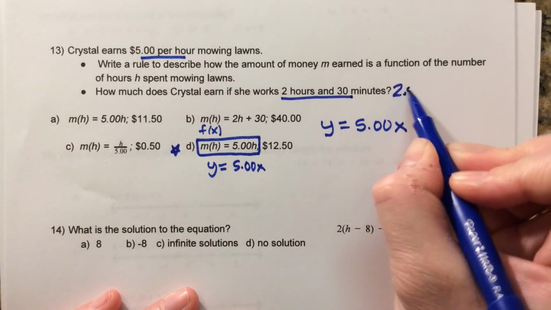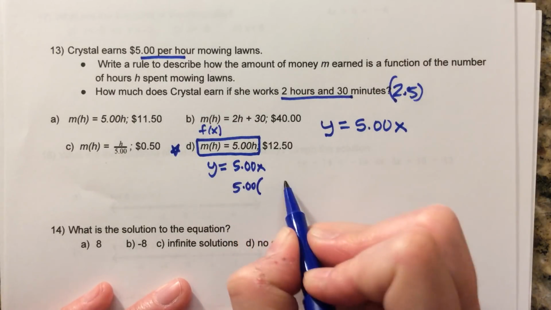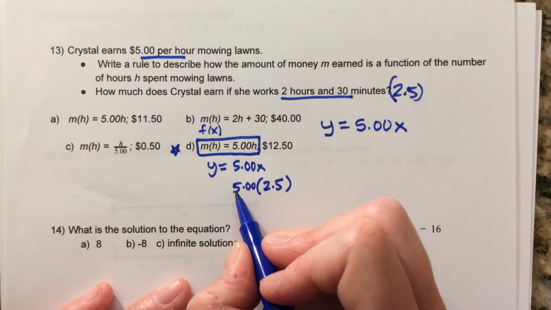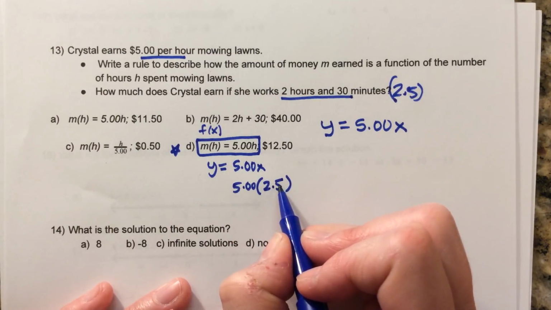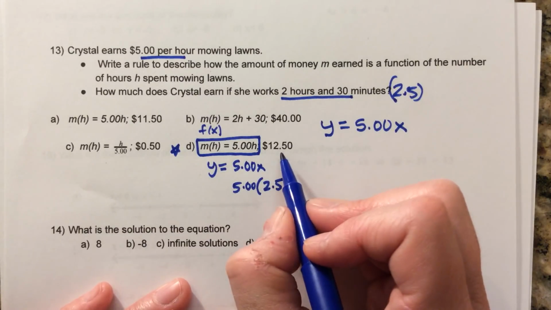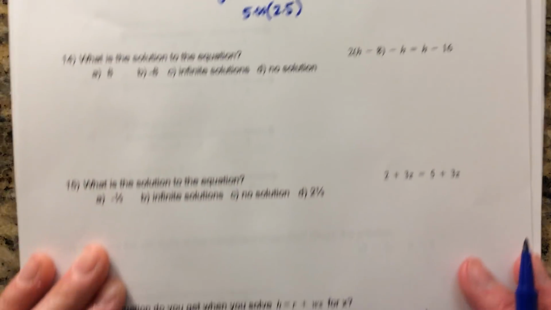We know that that's 2.5 hours. So if I take $5 and multiply it by 2.5 hours, 2 times 5, that's 10, and then 0.5, or half of 5, is $2.50. And $10 plus $2.50, that's $12.50. So the best answer here is D.